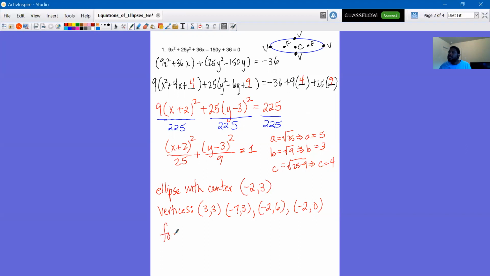And then my focus points, or foci, what I'm going to do is add C to the x coordinate of the center, because remember our ellipse is stretched horizontally, so I need to add C to x. So that's going to give me 2, 3, and then I'm going to subtract C from my center, and that's going to give me -6, 3. So here's our ellipse here.